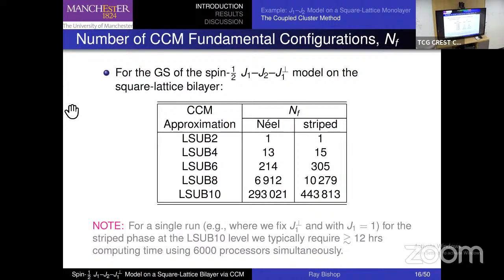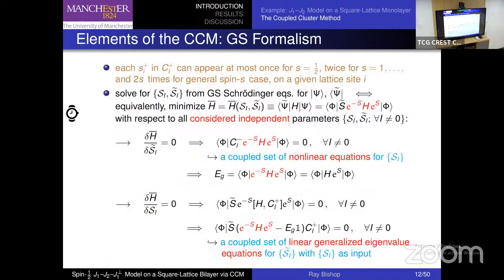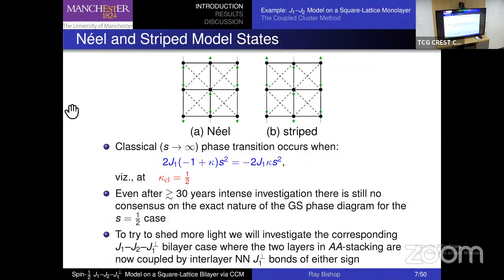I told you the Néel was the state that was the case when only J1 was acting. That's the state with up, down, all the way along, right back to the, let's go back to the very first transparency, or one of the first. This is the Néel state, this is the striped state. These are the classical states. They're both perfectly good model states.